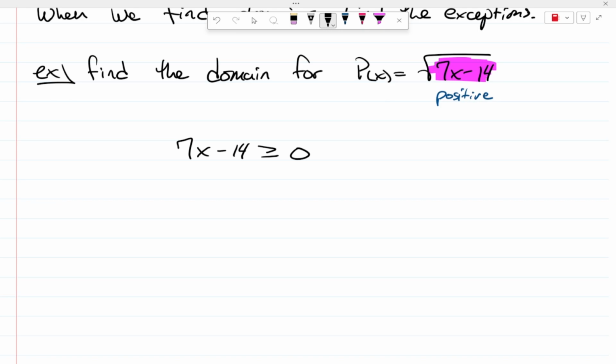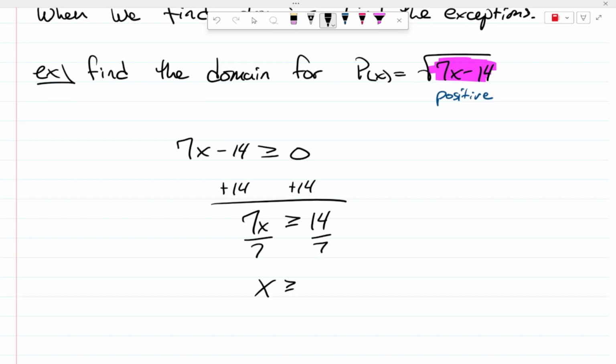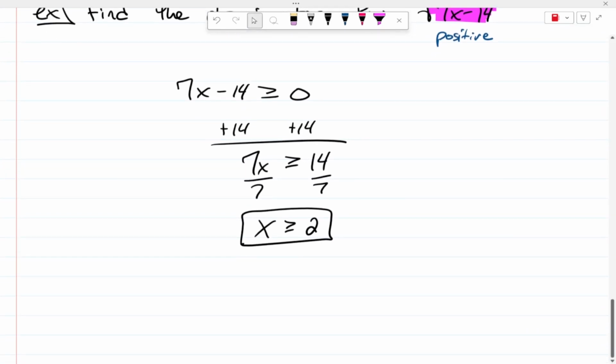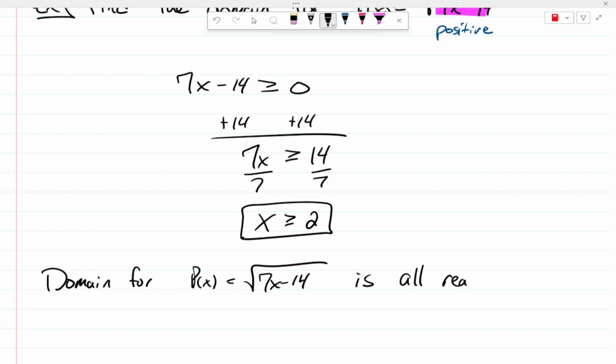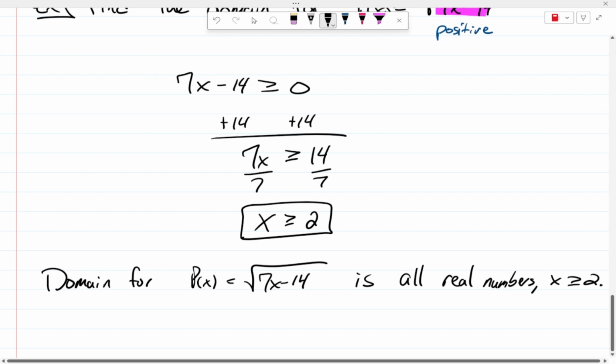All right. Now, if I just go ahead and solve this, I will add 14 to both sides. And finally divide both sides by 7 to give me x is greater than or equal to 2. So my domain for p of x, which is equal to the square root of 7x minus 14, is all real numbers, comma, x must be greater than or equal to 2.